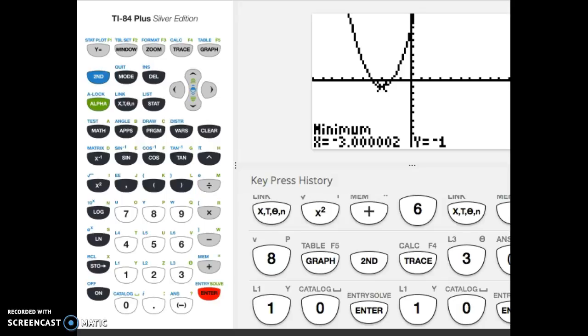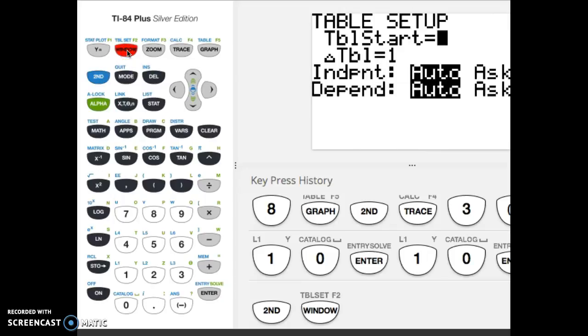So if you go into table setting, there should only be one thing you have to enter. So I'm going to hit second and window, because table set is above the window button in blue. So what it basically is asking me to do is it wants to know what x value I want to start my table at. So if you looked at the top of your table, the x value that was on the top left was negative 5. So I want my table to start with an x value of negative 5. That's really the only thing I need to fill in right now, because I'm counting by ones. This wants to know what you're counting by, and I want to count by ones, which I did. So that should be all that I fill in.